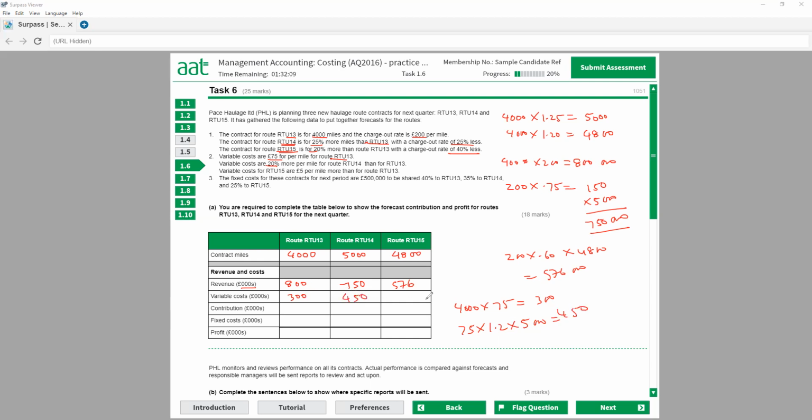And finally, the last one, they said variable costs are £5 per mile more than R13. So R13 was 75. If I add 5, it will be 80. So 80 times 4,800, and that gives me 384.